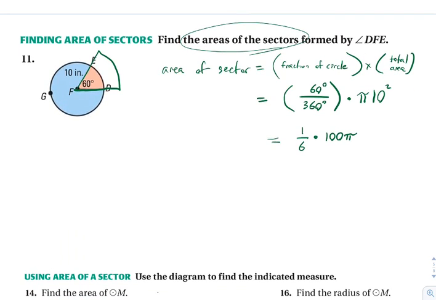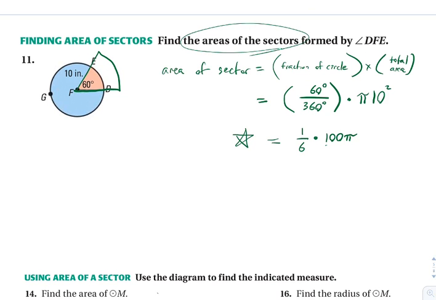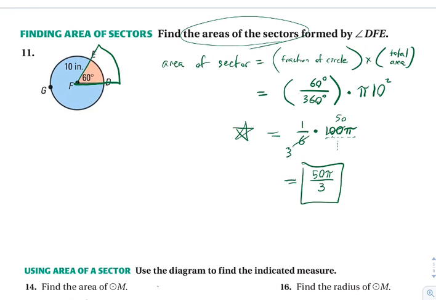So I just want to star this. I'll come back to this, but we can go ahead and simplify this by putting this over 1. Now we're multiplying two fractions. A 2 goes into both of these, so that becomes a 50 and a 3. Multiplying those, we get 50 pi over 3. And that's our exact answer for the area of the red sector, or we could say the area of sector FED.